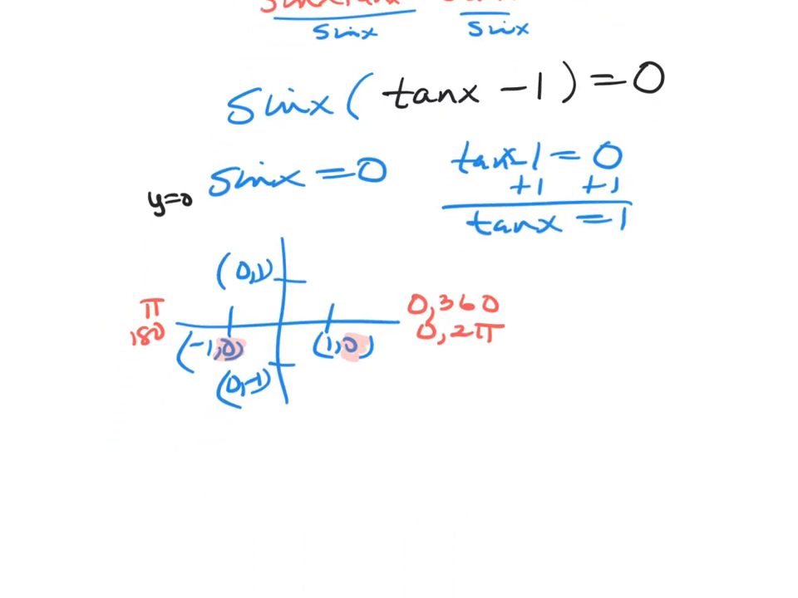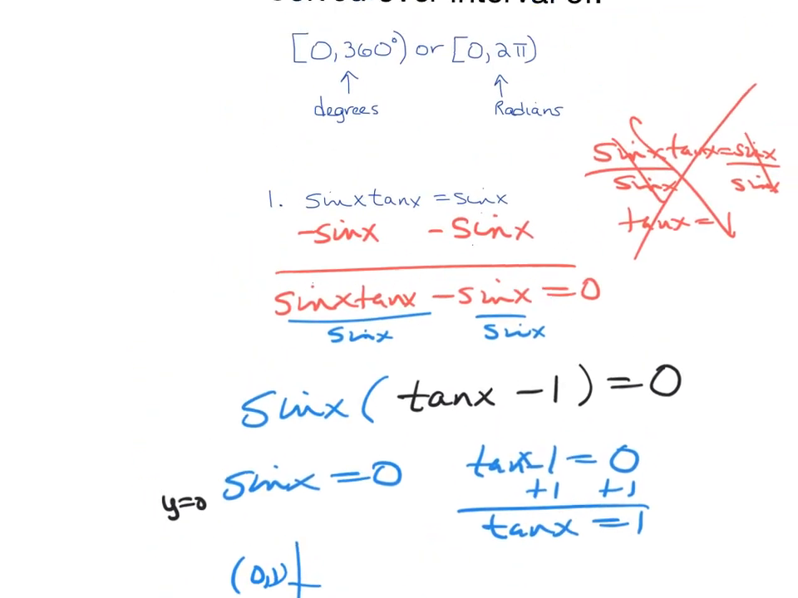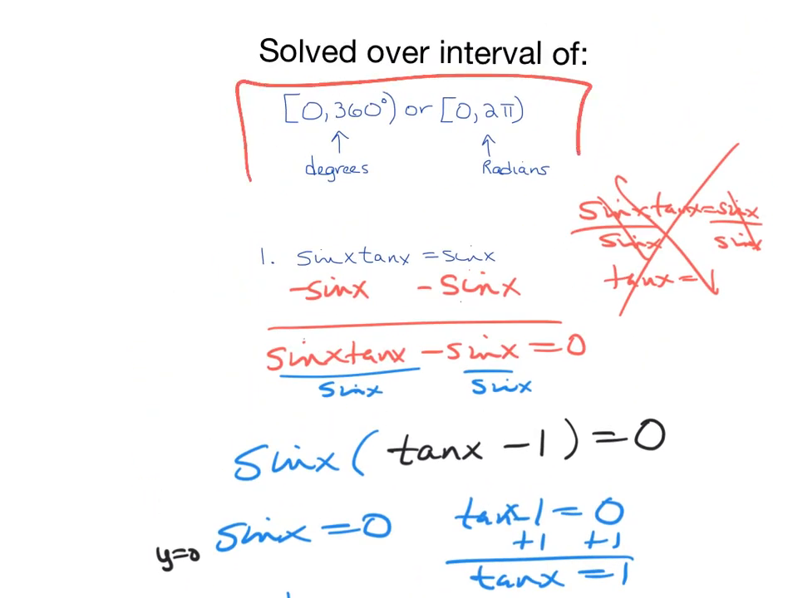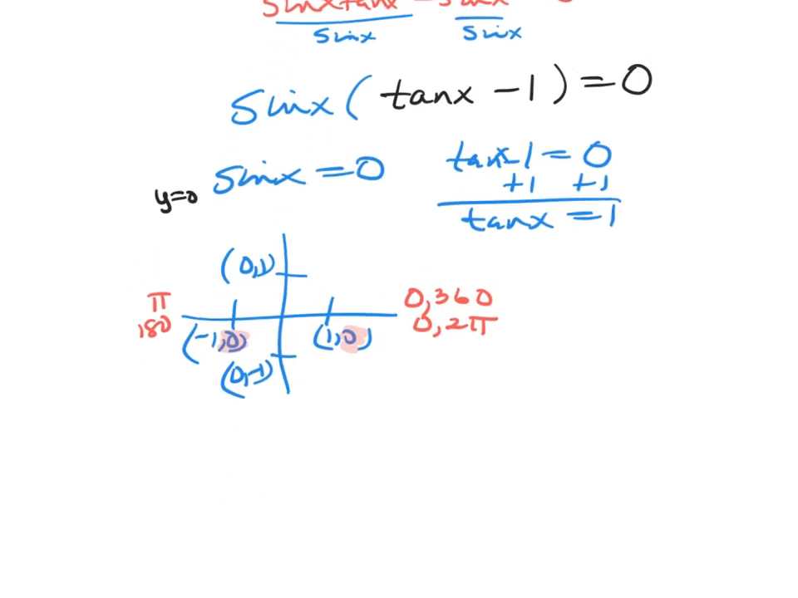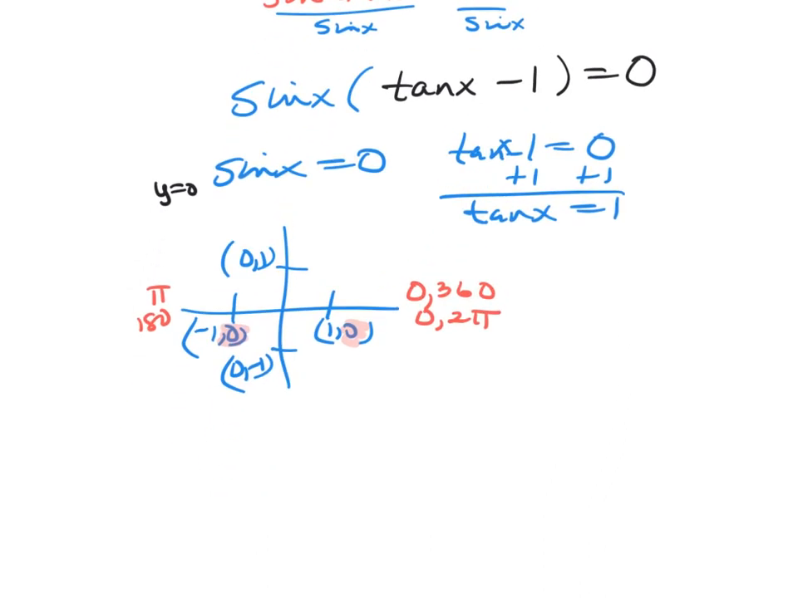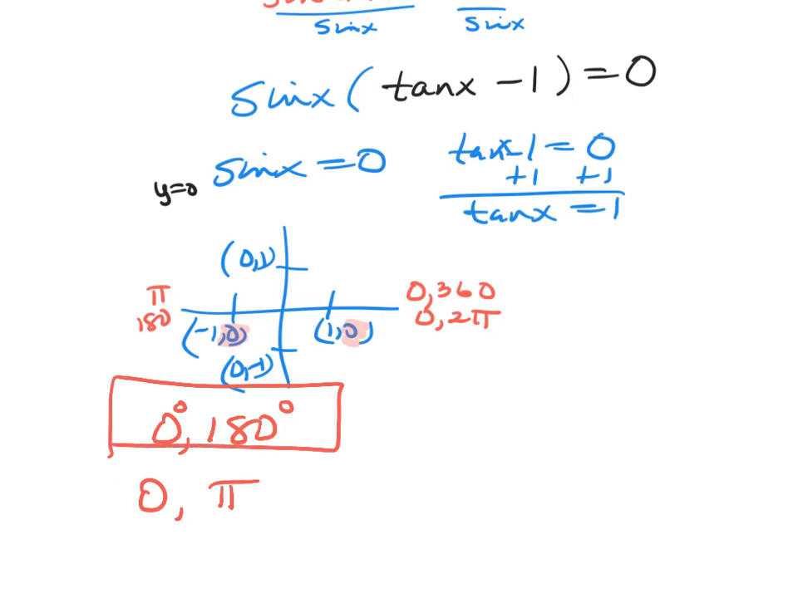I do not want 2 pi because up here, I'm only looking for answers that go up to 360 and 2 pi, but not include them. So the answer for when sine x equals 0 is going to be 0 and 180 if it's in degrees, or 0 radians and pi radians. So if they say give your answer in degrees, this would be the answer. If it says give it in radians, then that's the answer.